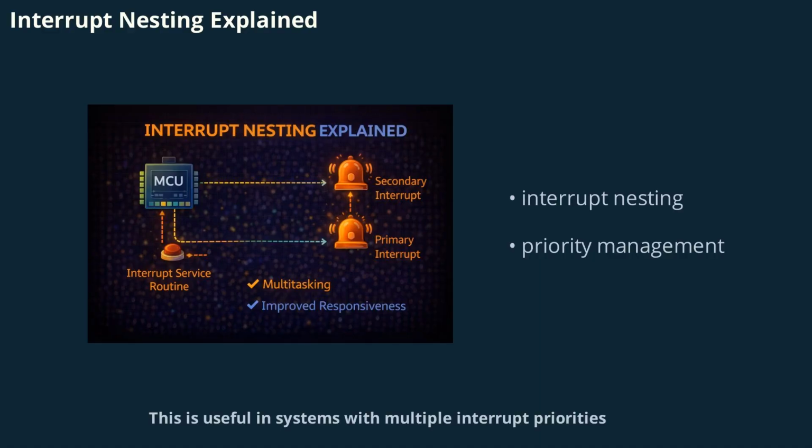This is useful in systems with multiple interrupt priorities, ensuring that critical events are handled promptly. However, interrupt nesting increases system complexity and can lead to stack overflow if not managed carefully. It's typically used in complex real-time systems with strict timing requirements, where responsiveness to critical events is paramount.